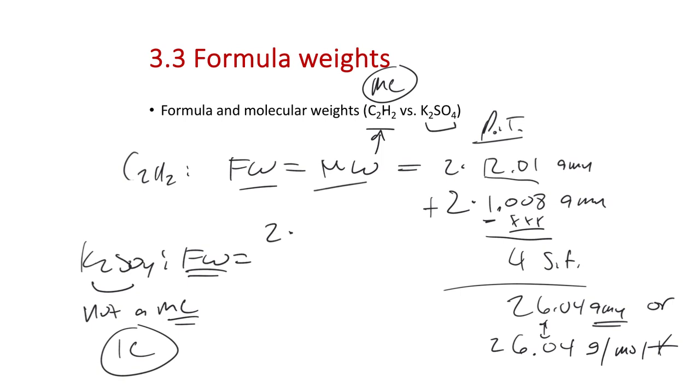So potassium, 39.10. Sulfur's 32.06. And then oxygen 16.00.